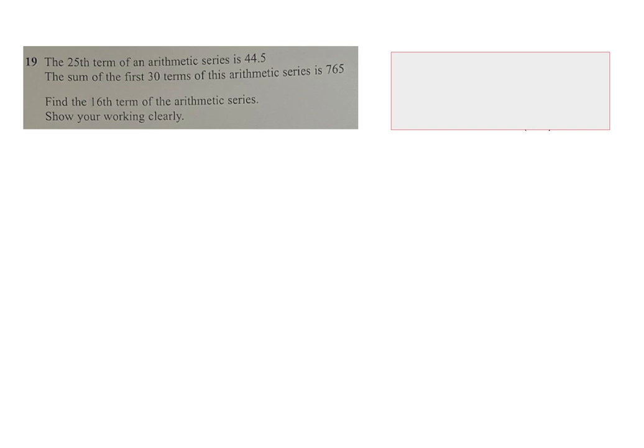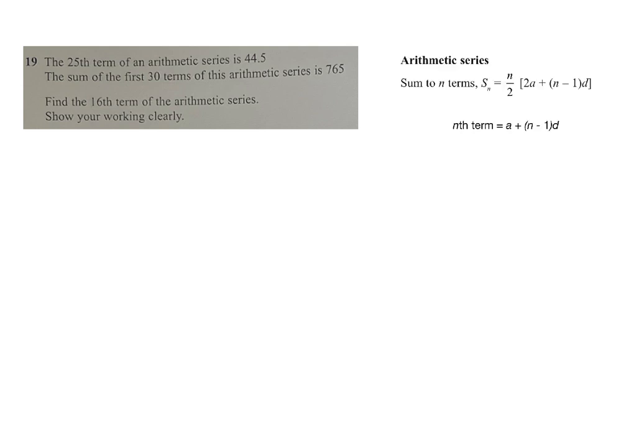In the exam paper they will give you one of the formulas you need, and you need to remember the other one. The formulas are here. So we have the sum to n terms, which is written as S of n equals n over 2 multiplied by 2a plus (n minus 1)d. n is the number of terms, a is the first term, and d is the common difference. That's what they change by each time.